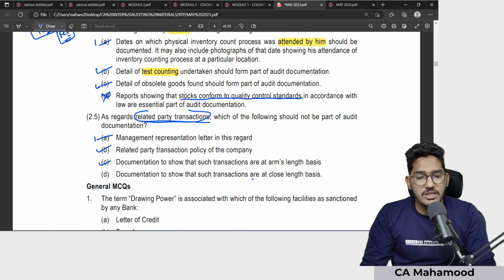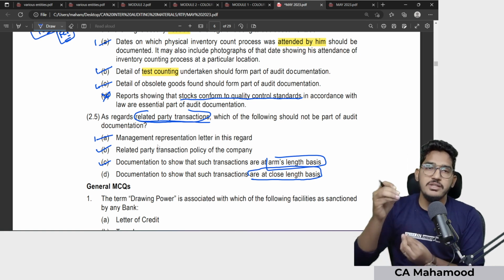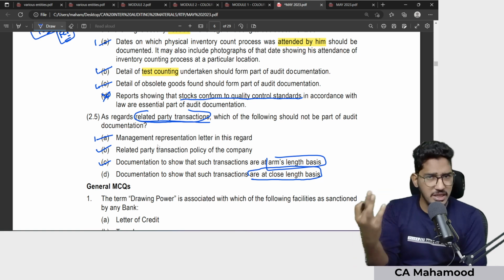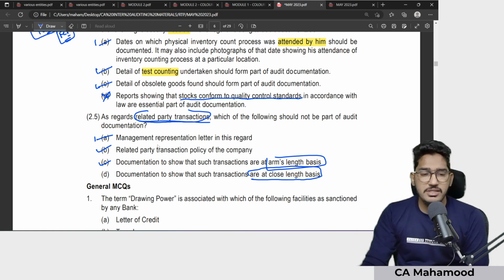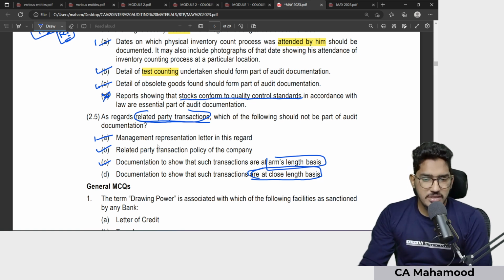Documentation to show that transactions are on close length basis. This close length basis is an irrelevant thing. We will check whether the transaction is at arm's length price. Arm's length price means what? Whatever price you are charging from an unrelated party, the same price should be charged from a related party also. Whether the transactions are at arm's length price or not, that we will check. We have nothing to do with close length prices. Why? Because wherever we have seen related party transactions, we will check arm's length only, not close length basis.